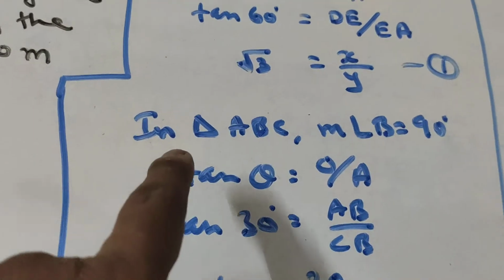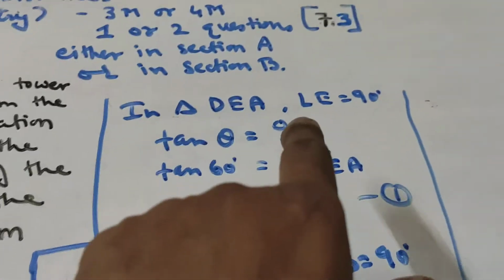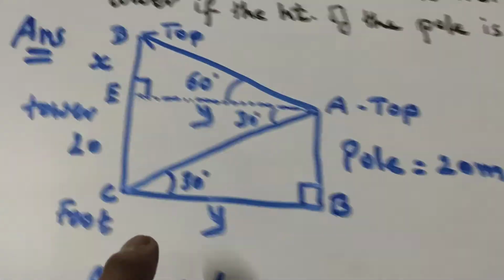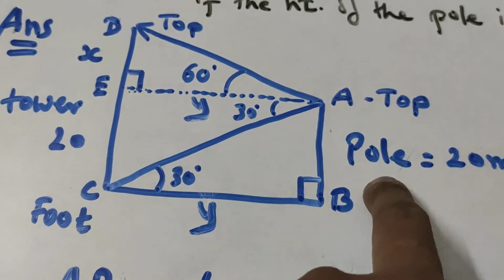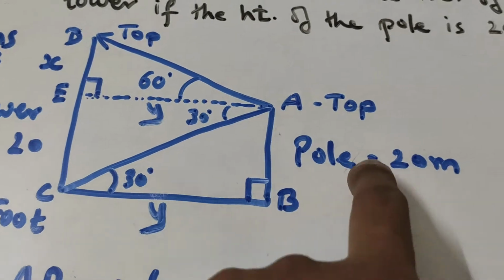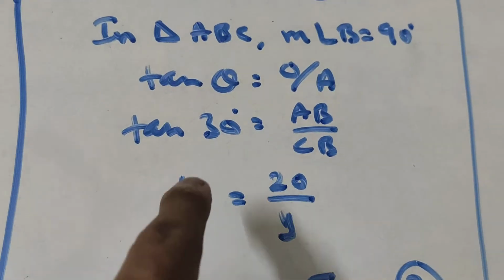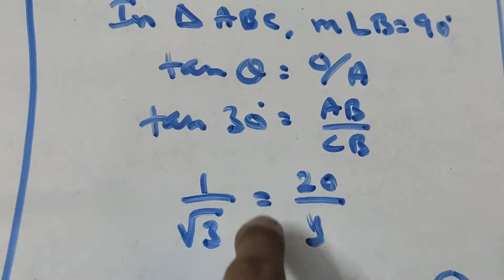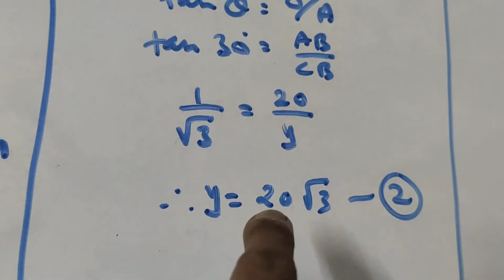In the same manner, we'll take another triangle ABC. B is 90 degree, there E was 90 degree, here B is 90 degree. Tan theta is equal to opposite upon adjacent. So here tan 30 is opposite upon adjacent, opposite is AB. So AB upon CB, AB means 20 meters, 20 upon y. So we get here tan 30 is equal to 20 upon y, but tan 30 means what? 1 upon root 3. Now simplifying it, we get y is equal to 20 root 3.